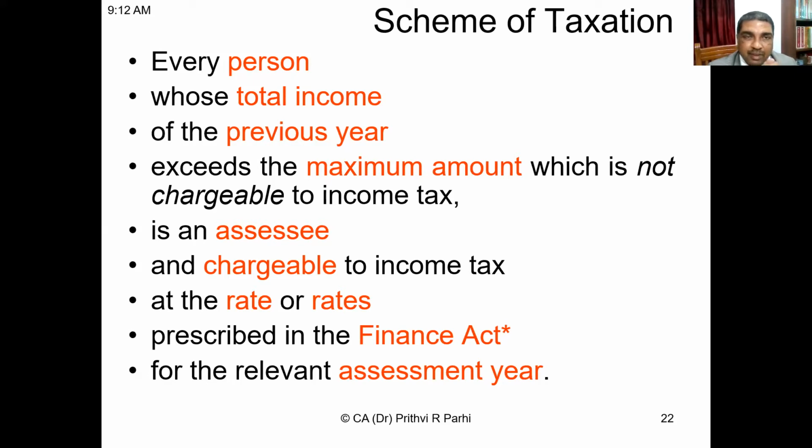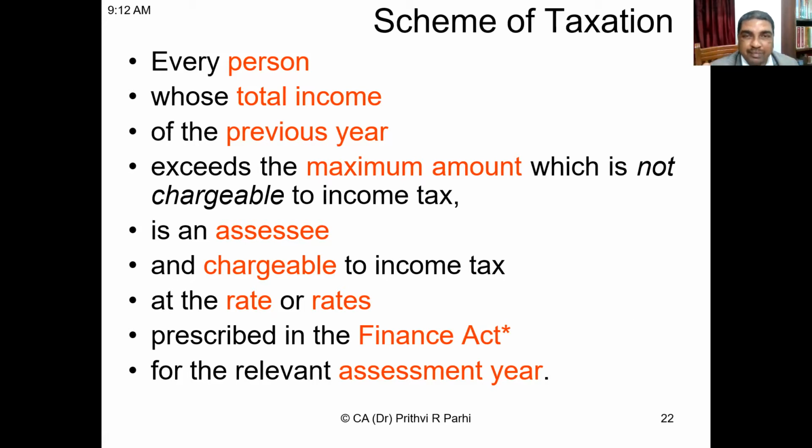Okay. Friends, first let us try to understand this sentence, because this sentence explains to us what is the scheme of taxation in our country. But to understand this sentence, we need to first of all have a clear understanding about the terms which are appearing in the red color. For example, if you're writing, you can underline those words. You may underline the word person. You may underline total income. Please underline previous year. The maximum amount which is not chargeable to income tax. Assessee, chargeable, rate and rates, Finance Act, assessment year. So these are the keywords.